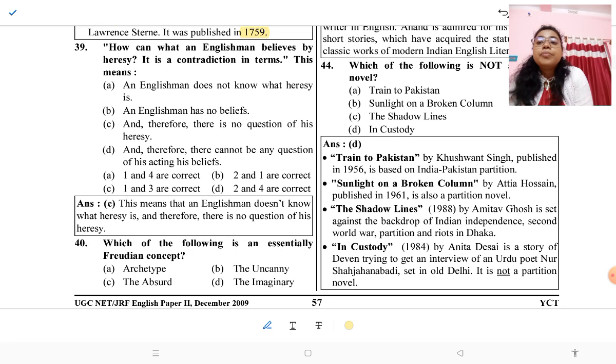Then question number 39: how can what an Englishman believes be heresy? It is a contradiction in terms.